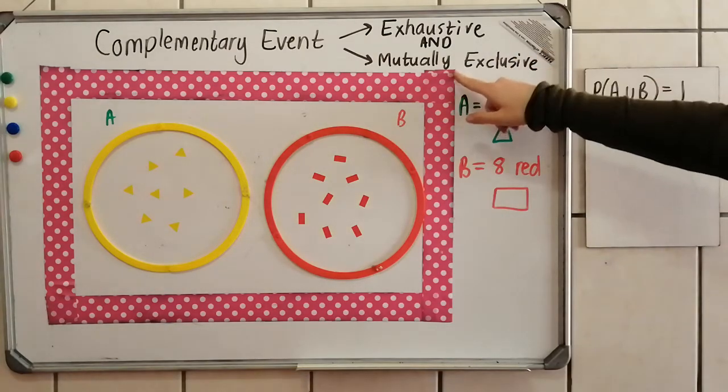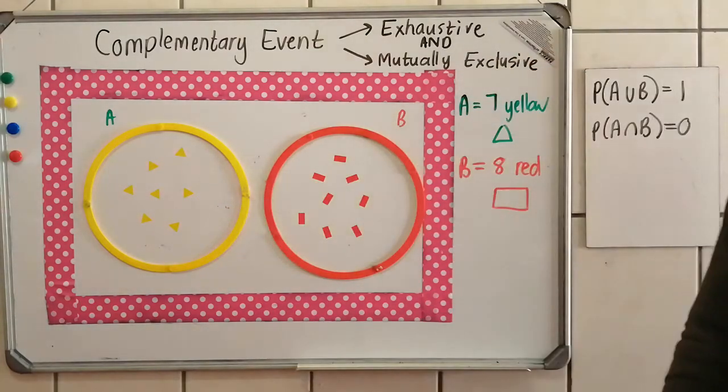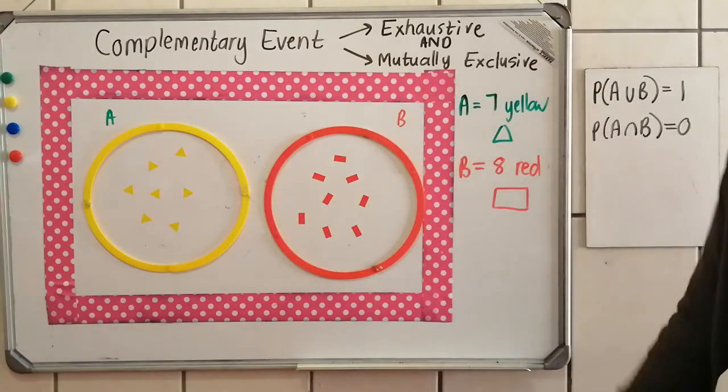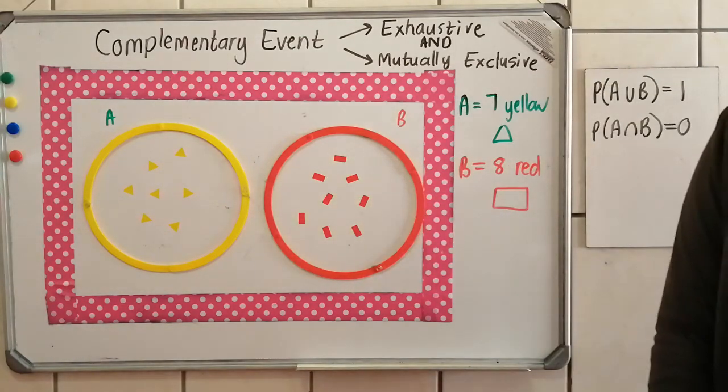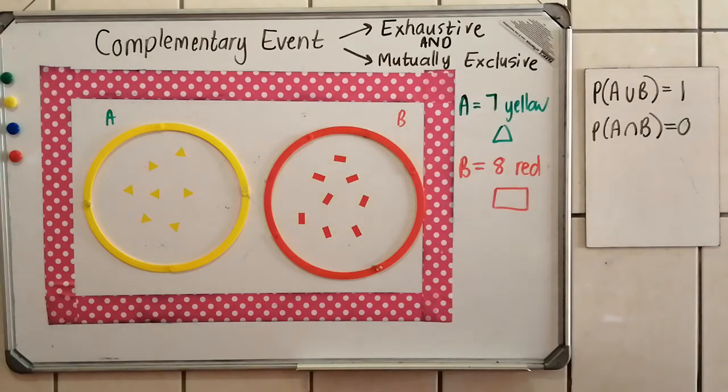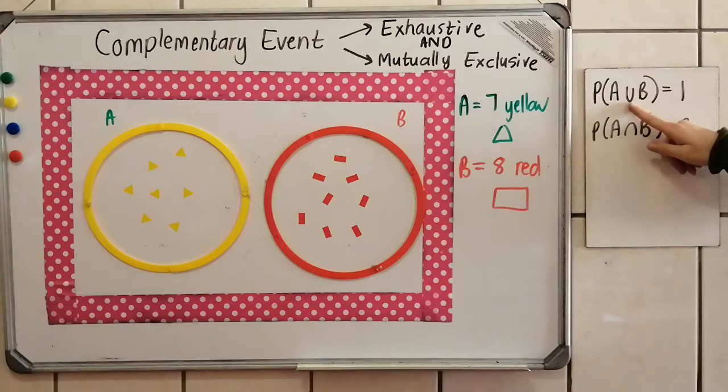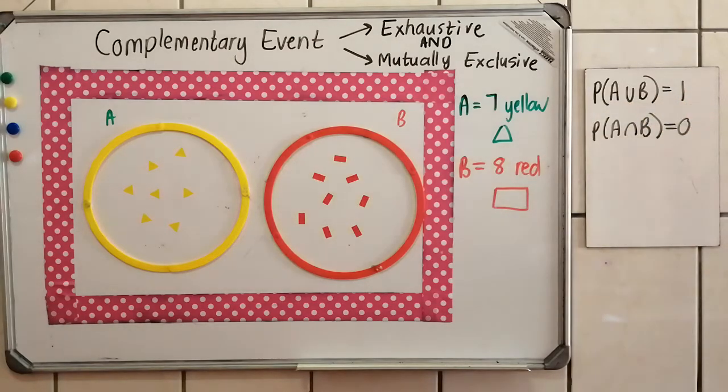And also they're mutually exclusive because they've got nothing in common. These are yellow and triangles, and these are red and rectangles. So these are complementary events. And with a complementary event, do you agree that because it's exhaustive, the union, the total, must come to 1 because I've used 100% of my sample space in total? And then the intersection, what they have in common, always comes to 0 because it's impossible that these two things have anything in common. So let's try both out.